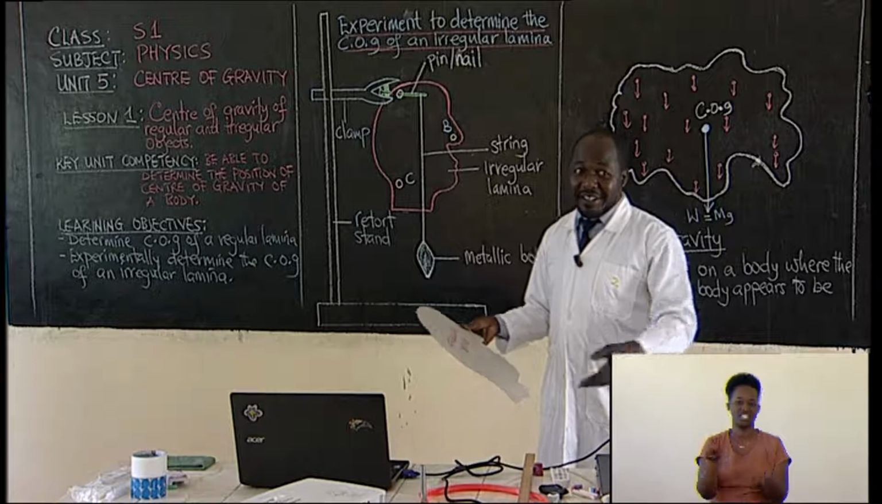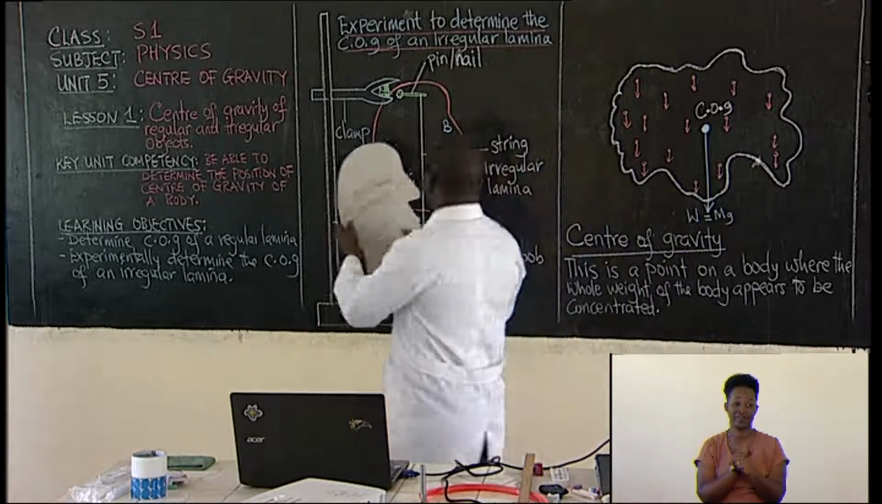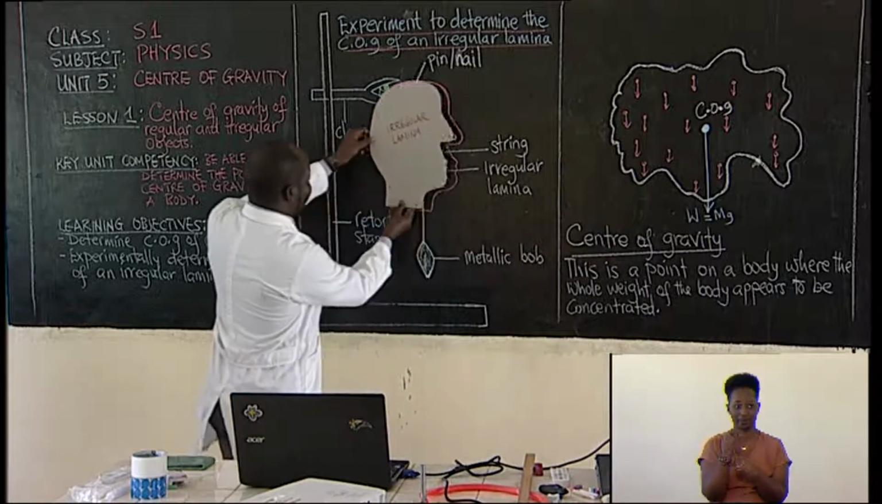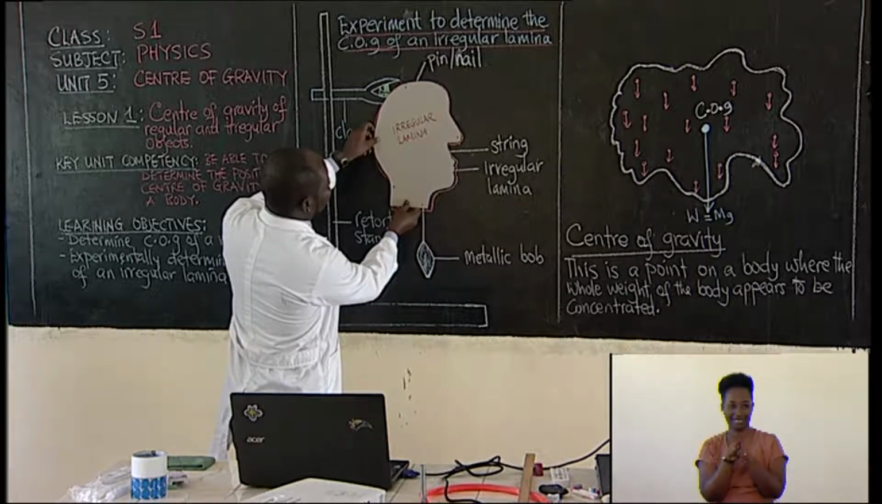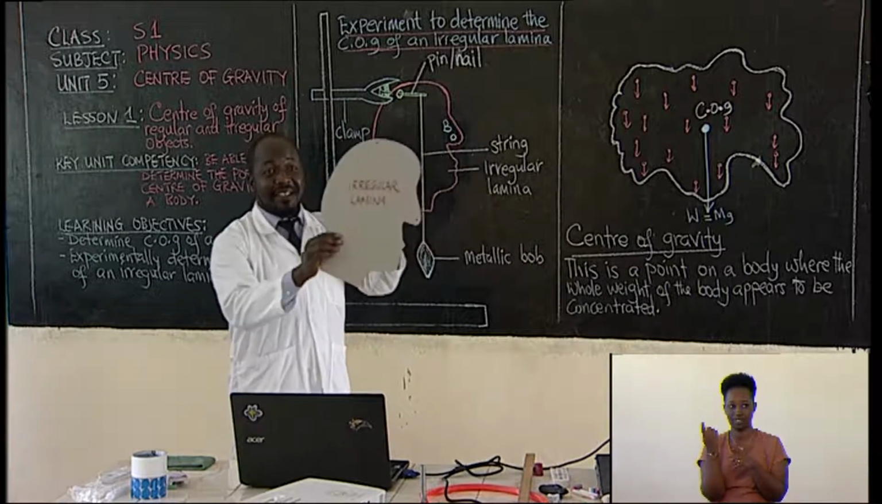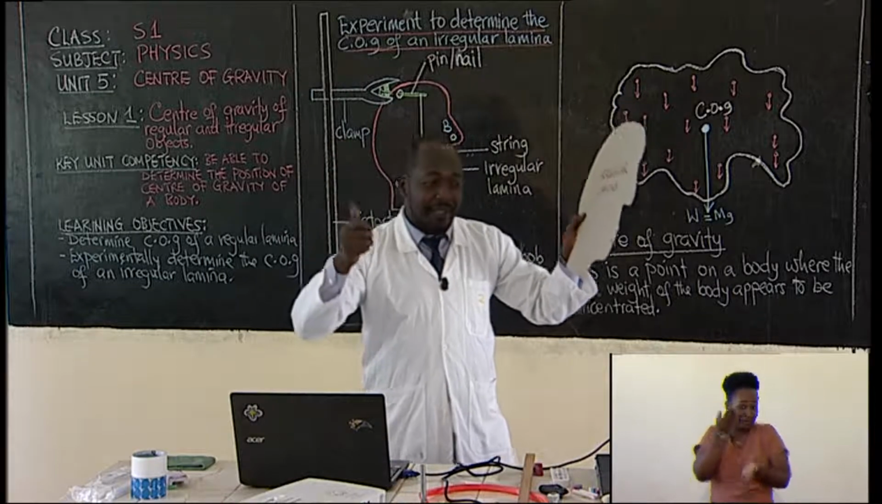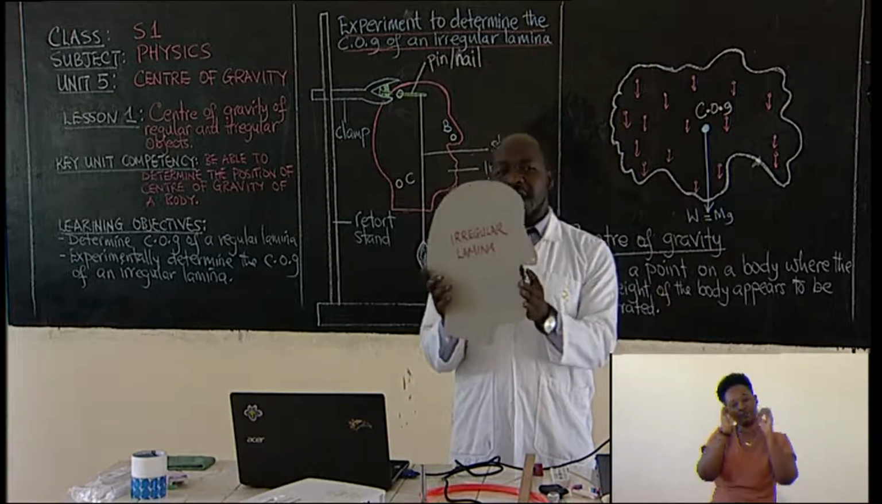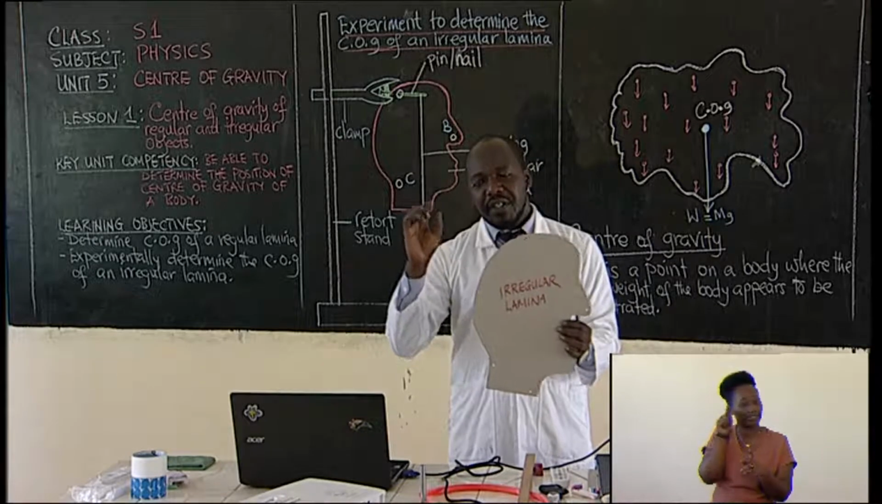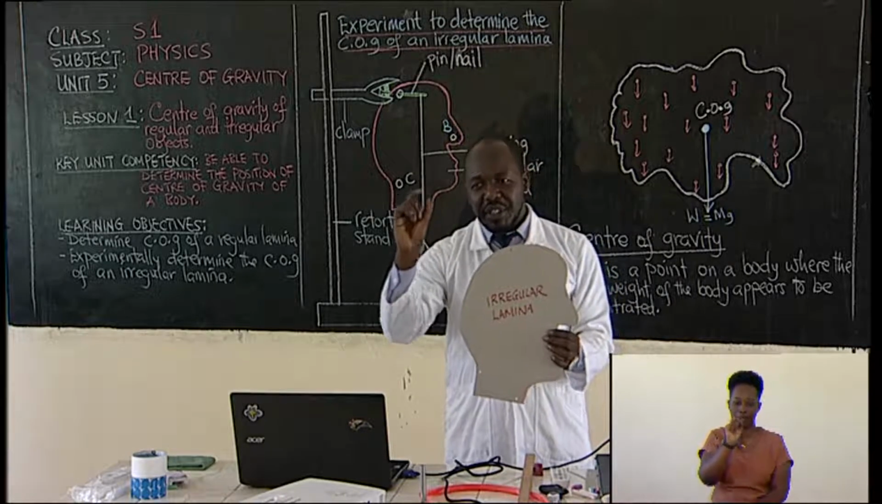Even you can do it. Okay, I want to just see that it resembles what we have done. You see? This is what I have cut. Does it look like this? Maybe like the shape of my head, right? Not yours, mine. Okay, so this is the lamina whose center of gravity we want to discover.